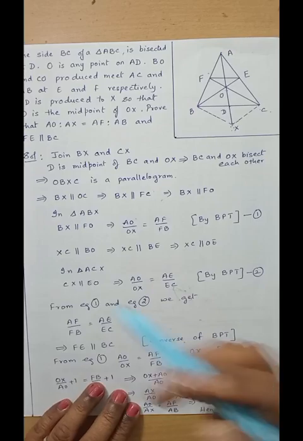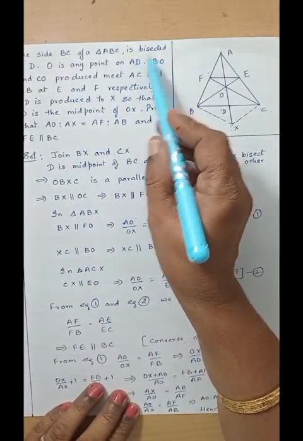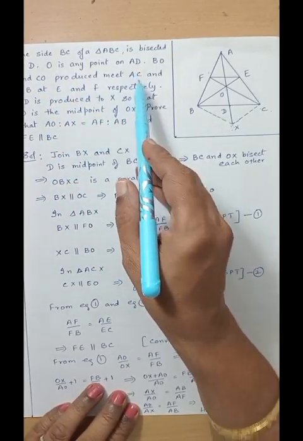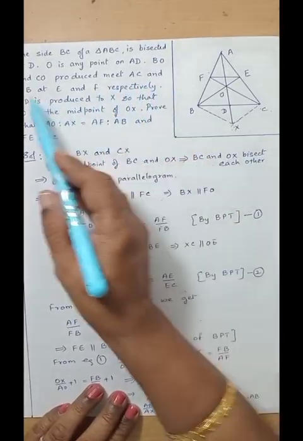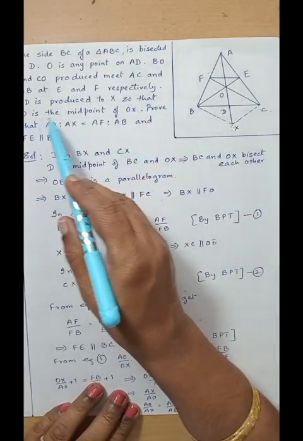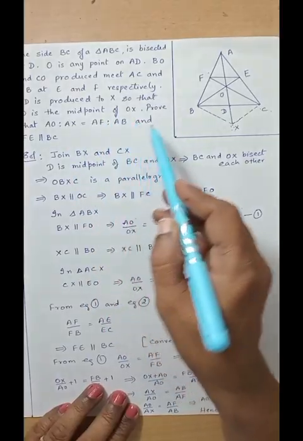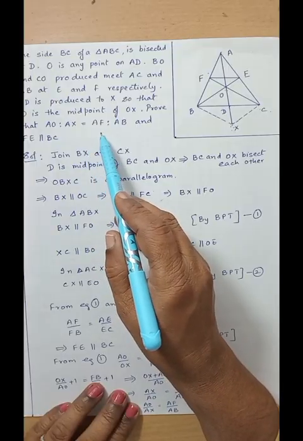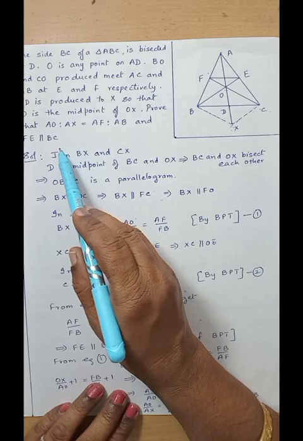Here we have one more interesting question. The side BC of a triangle ABC is bisected at D. O is any point on AD. BO and CO produced to meet AC and AB at E and F respectively. AD is produced to X so that D is the midpoint of OX. Prove that AO is to AX is equal to AF is to AB and FE is parallel to BC.